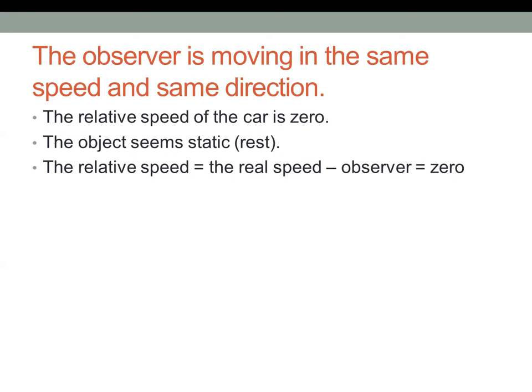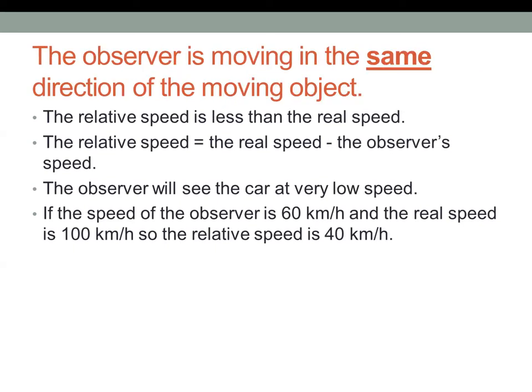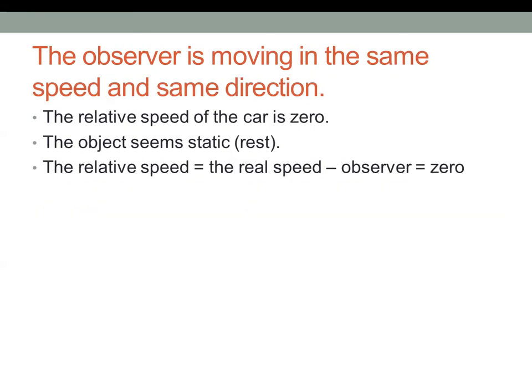Okay? At rest, static. So again, if I am in the opposite direction, I will see a higher speed. The relative speed will be high. I will make plus. Same direction, I will see it is very slow, so I will make minus. The relative speed will be less. If we are at the same speed and same direction, I will see it 0. I will see it at rest and it doesn't move.